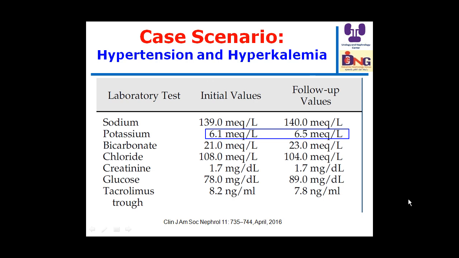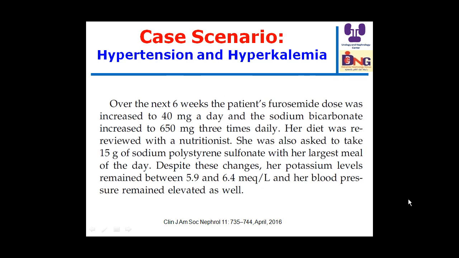What happened in the follow-up? Serum potassium even increased more and more, from 6.1 to 6.5. Over the next 6 weeks, the patient's furosemide dose was increased to 40 milligrams a day, and the sodium bicarbonate increased to 650 milligrams 3 times daily. Her diet was reviewed with a nutritionist. She was also asked to take 15 grams of sodium polystyrene sulfonate with her largest meal of the day. Despite these changes, her potassium level remained between 5.9 and 6.4, hyperkalemic, and her blood pressure remained elevated as well.